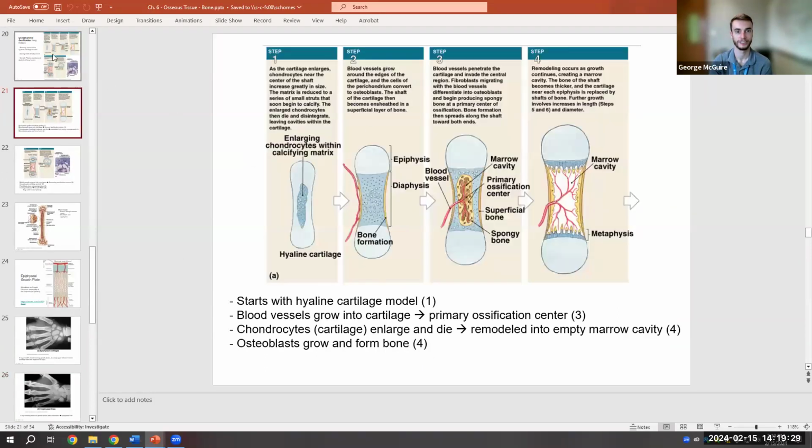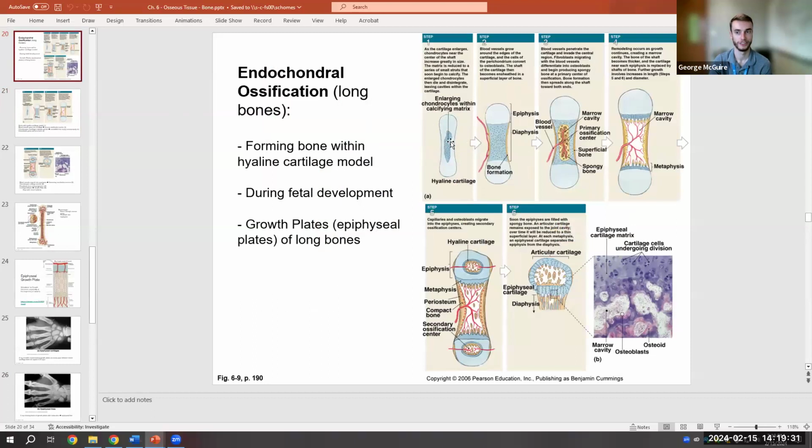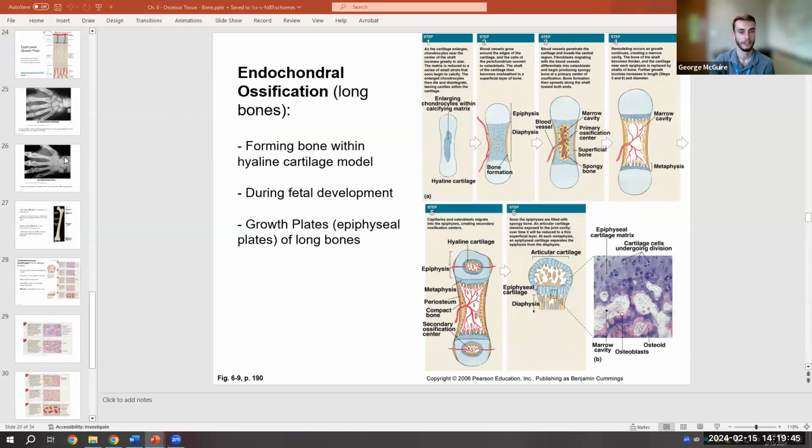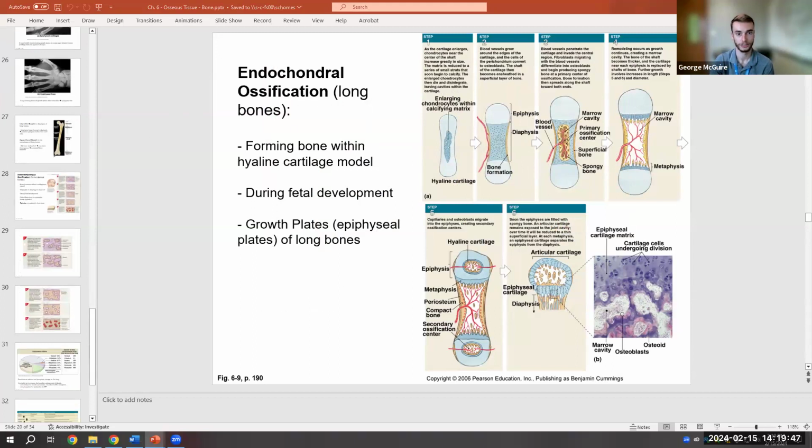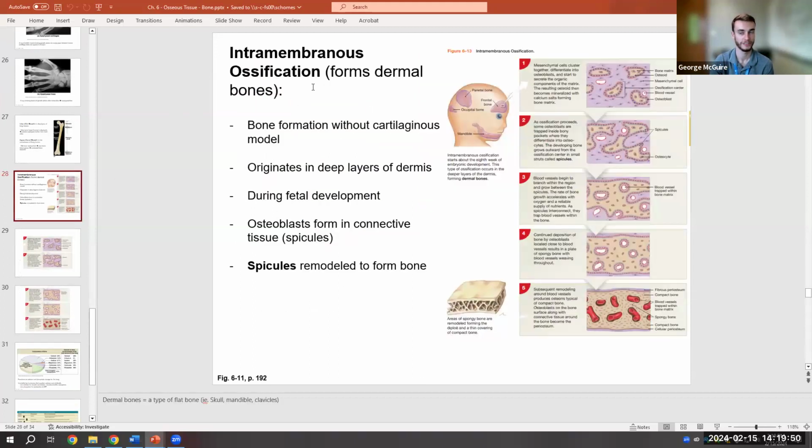So again, the concept here is that we're starting with a cartilage model. The blood vessels penetrate into the center and start creating the bone from within that model. The diaphysis is created first, and then the epiphyses will be created after that, compared to, and this makes long bones, intramembranous ossification, which forms flat bones, dermal bones. This type of bone growth is from the skin, basically, the epidermis, or from the dermis.